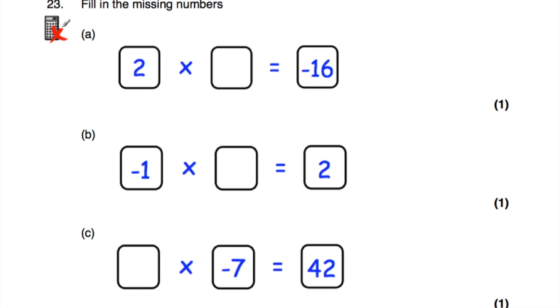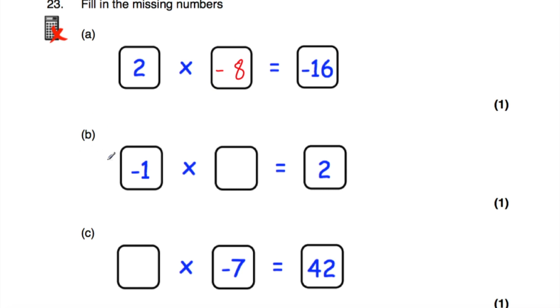Okay, let's have a look at question number 23. So question number 23, we've been asked to fill in the missing numbers. So we've got 2 multiplied by something is equal to negative 16. Well, we've got a negative answer, and we've got a positive number here. So positive times a negative would be a negative. So this has to be negative. And we've got 2 times something will give us negative 16. Well, 2 times 8 is 16. So 2 times minus 8 would be minus 16. So that means that this has to be negative 8 or minus 8.